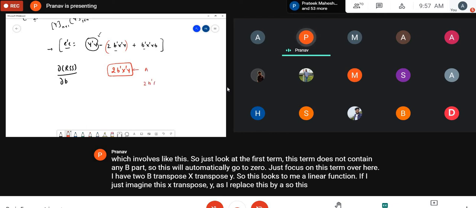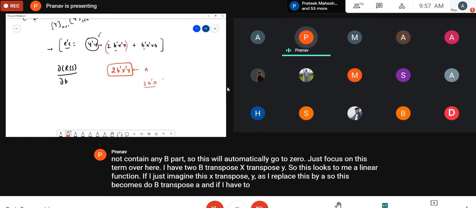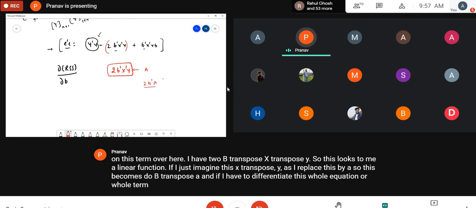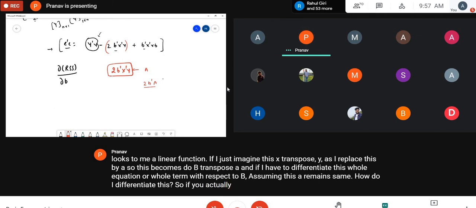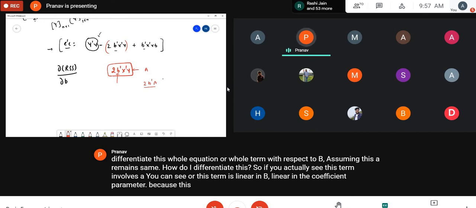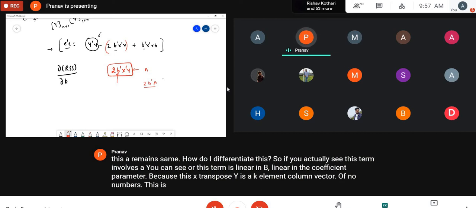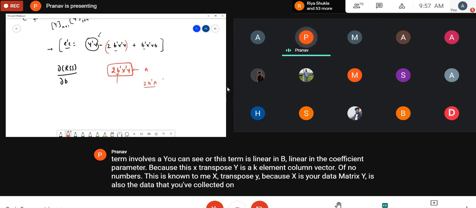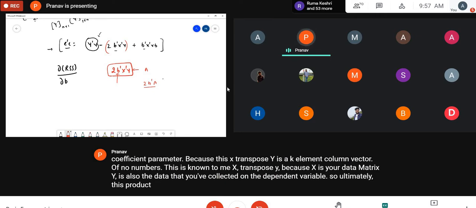So this becomes b transpose a, and if I have to differentiate this whole term with respect to b, assuming this a remains the same, how do I differentiate this? If you actually see, this term is linear in b, linear in the coefficient parameter. Because this x transpose y is a k element column vector of known numbers. This is known to me, x transpose y. Because x is your data matrix, y is also the data that you've collected on the dependent variable. So ultimately this product x transpose y is known to you.